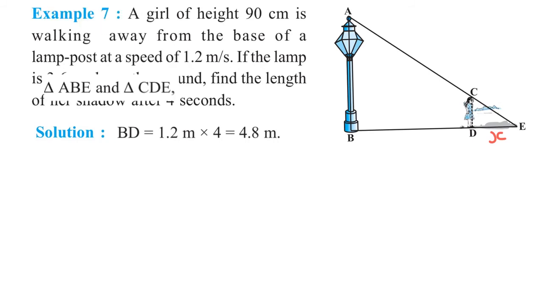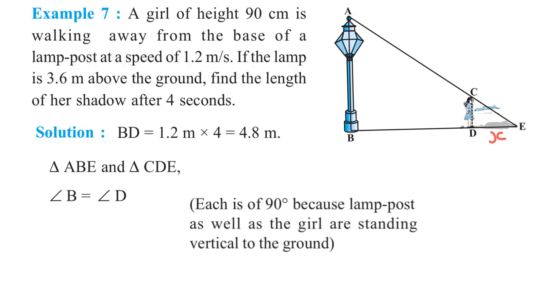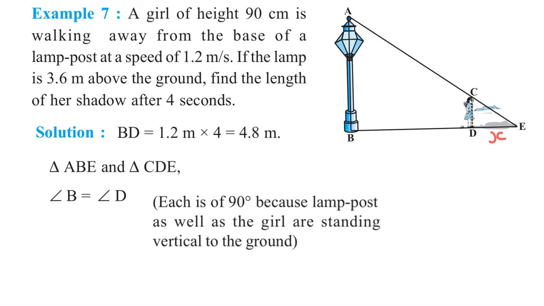Now we can consider these two triangles, ABE and CDE. ABE, the big triangle, and CDE, the small triangle. So what do we observe? Can I say that angle B is equal to angle D? Why? Each is going to be 90 degrees because the lamppost as well as the girl are standing vertical to the ground.